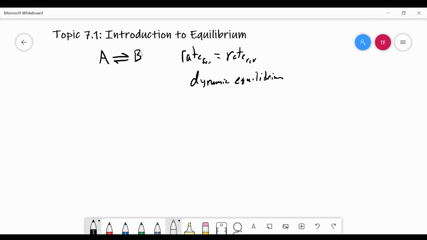A is going to continually become B, but at the exact same moment, B will be becoming A also. And if those rates are equal, then you're not actually going to see a change in the amount of A present in your reaction vessel or the amount of B present in your reaction vessel. Both of them are going to appear constant, but it's still actually reacting. Particles of A are reacting and becoming particles of B. Particles of B are becoming A.